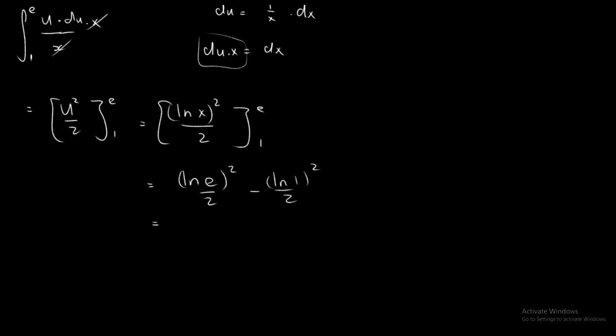Ln e, we know that ln has a base of e, so whenever you see a copy like this, the answer is always 1, so that's simply going to be 1 over 2. And then ln 1 is always 0. Why is that? Because ln 1 equals 0. Why? Because e raised to the 0 is equal to 1. So there's your final answer. Units squared. 1 over 2.